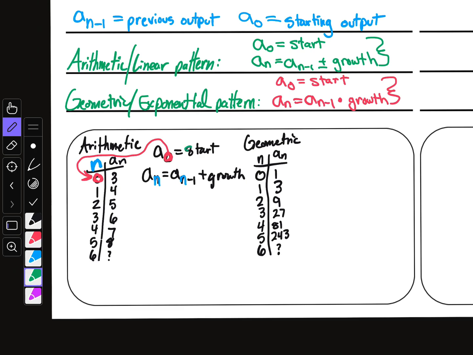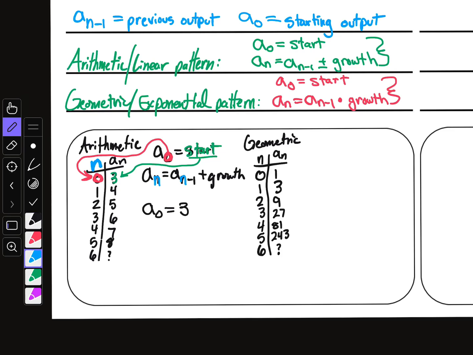And the start number is represented in the output column, okay? Because that's what we're dealing with. We're dealing with outputs, okay? That tells us what our starting output is going to be. So if I'm to rewrite that, I would write a sub 0 equals 3. That would be the start of my equation, okay?